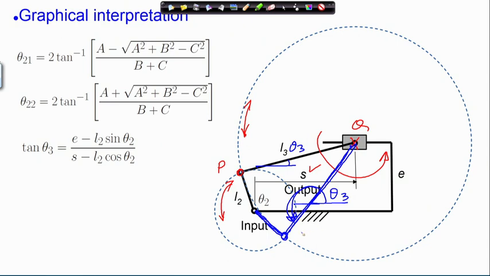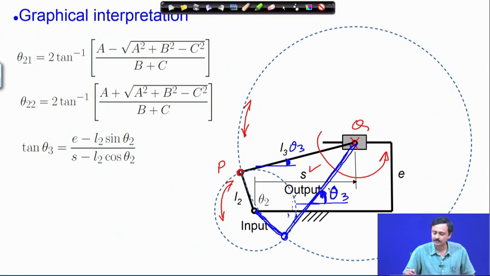You can consider this angle as theta 3, which is the coupler angle. So, here we have this angle, here we have this angle. So, there are two solutions. Now, whether it can go from one solution to the other, that depends on whether the chain is Grashof or not.